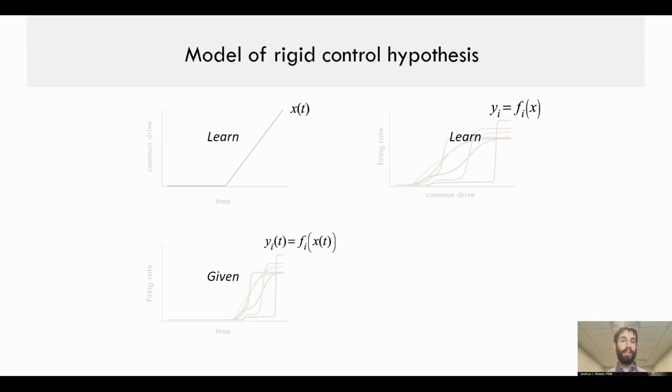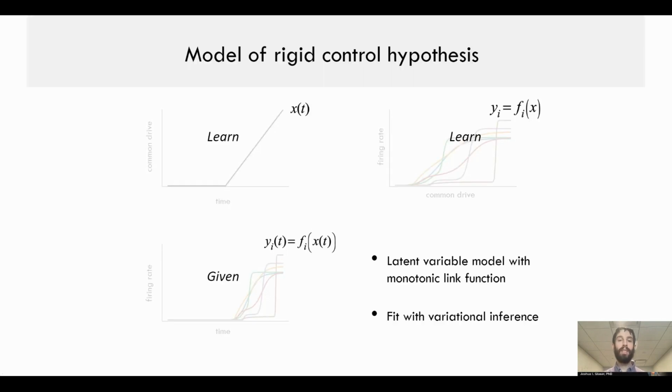We don't know what this potential common drive is. People think it may be closely related to force, but we don't really know what it is. We want to learn it within the model. And we also don't know how that common drive links to the firing rates of each motor unit. So we're going to learn that all kind of end to end within the model. And so another way of describing this model is it's a latent variable model where the link function F is monotonic. So monotonically increasing as, again, you have increasing common drive, increasing firing rate. And we're going to fit this model with a technique called variational inference.